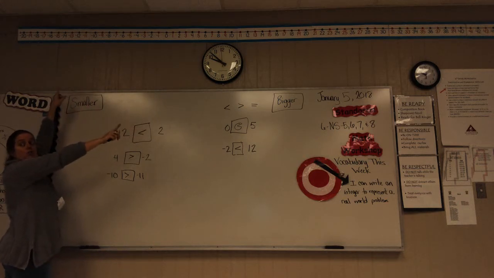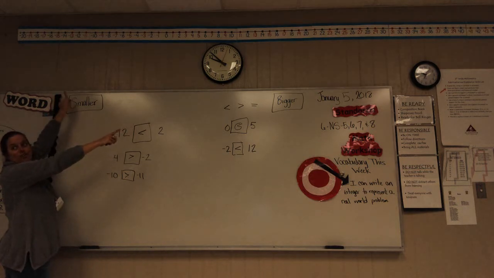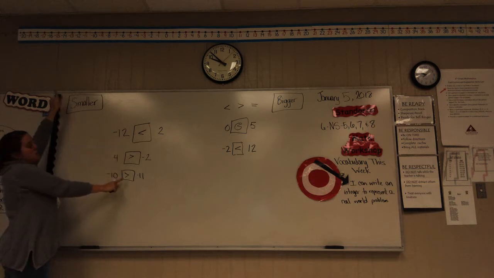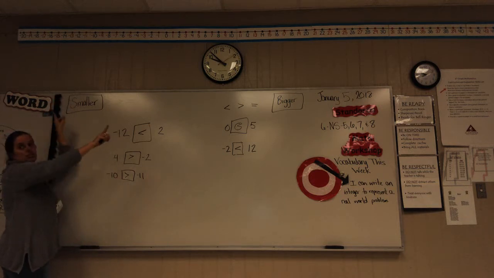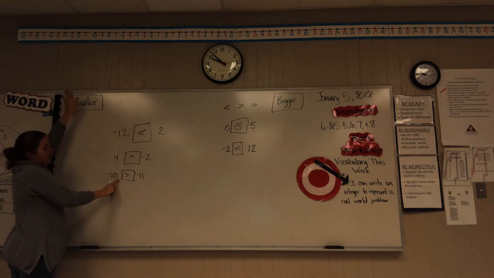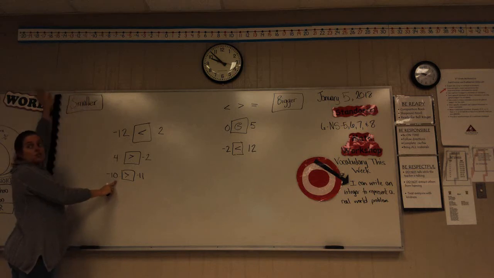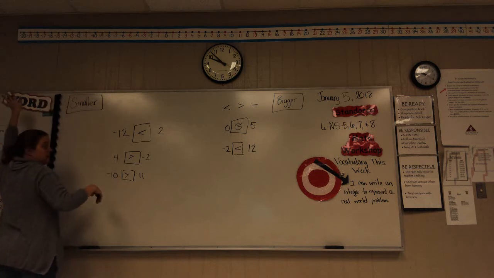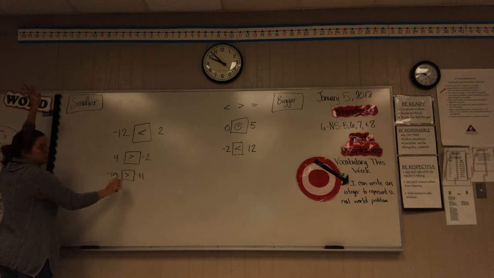Okay? It's better to owe someone $10 than it is to owe them $11. Does that make sense a little bit? It's kind of weird, but it makes sense. So, what I ask you to do, like if it's closer to the word bigger, like negative 10 is closer to the word bigger, then it's the bigger number.